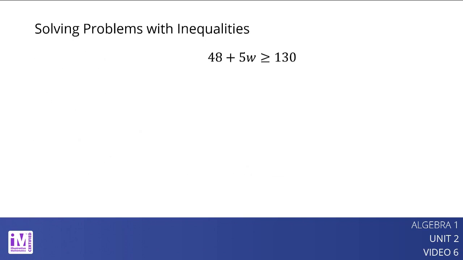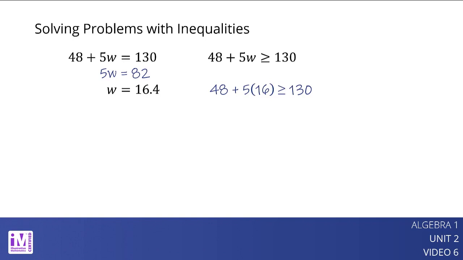We can also solve by writing and solving a related equation to find the boundary value for w, and then determine whether the solutions are less than or greater than that value. Solving the related equation 48 plus 5w equals 130 gives the solution w equals 16.4. Now we substitute 16.4 for w in the original inequality. We get 130 is greater than or equal to 130, which is true.